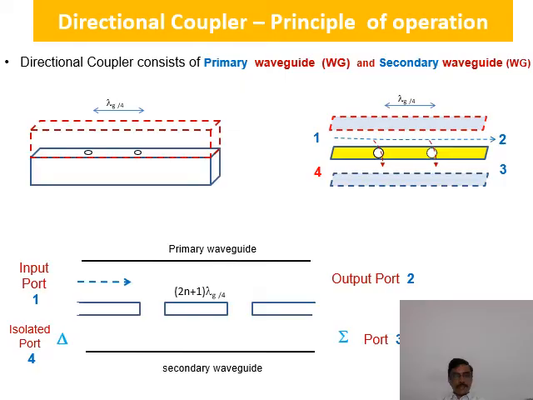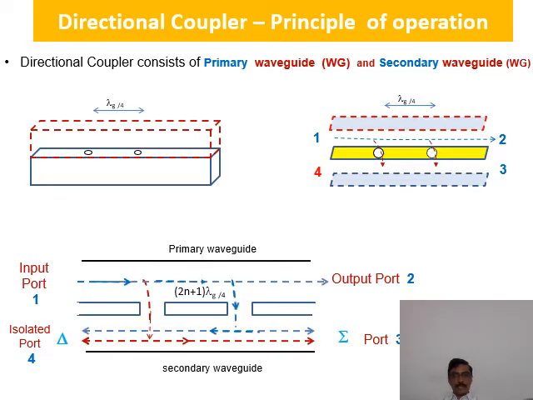Whenever a signal enters into port 1, it flows towards the port 2 side, but a part of it enters through the first hole or slot, which acts like an aperture antenna, and once it enters into the secondary waveguide, it gets split into 2 parts. One part goes towards the summation port or port 3, the other part moves towards port number 4. Similarly, a part of the signal energy flows towards the secondary waveguide through the second slot like this.